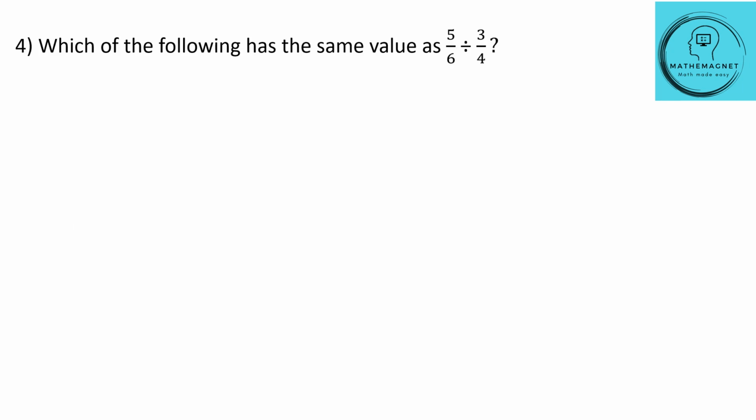Question 4. Which of the following has the same value as 5 by 6 divided by 3 by 4? Now 5 by 6 divided by 3 by 4 can be rewritten as 5 by 6 into 4 by 3. So this is one of the options given in the question.